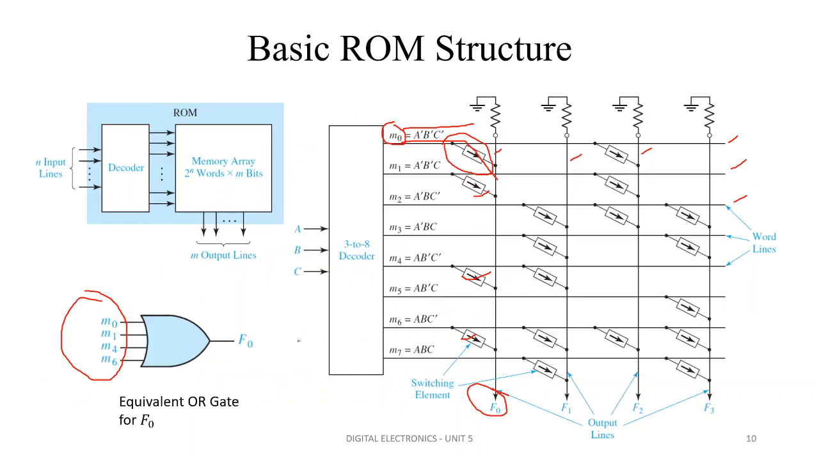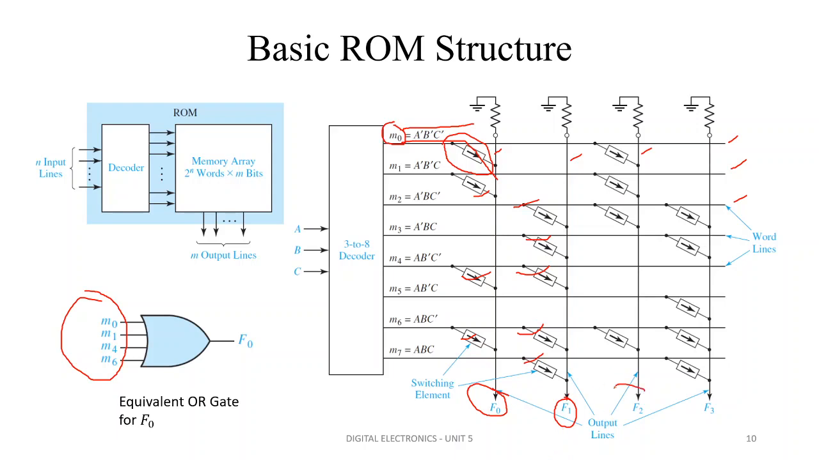In this, if you look at F1, M2 is there, M3 is there, M4 is there, M6 is there, and M7 is there. These are ORed and given as an output. I'm not going to take M1 because there is no fuse there. I'm not going to connect it. I'm not taking it as part of my output function.